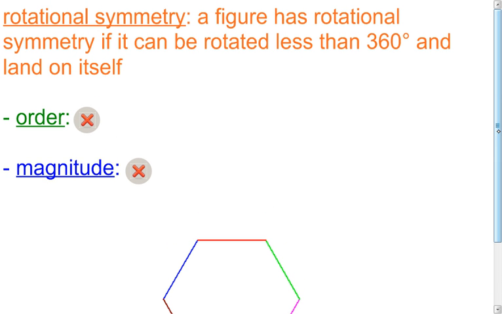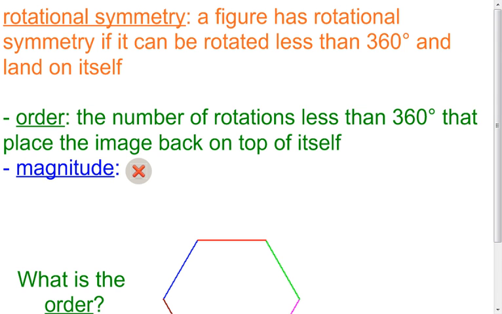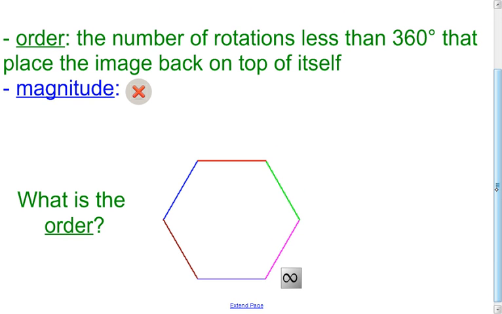Now there's a couple pieces that follow after rotational symmetry, one being the order, and that's going to be the number of rotations less than 360 degrees that place that image back on top of itself. So if I can turn the figure or rotate it and it lands on top of itself, that gives me one order. If I can turn it another angle measure, there's two, and we can continue on until you've found them all. Now, the kind of tricky part about this one is that I just have two of them sitting on top of each other to help us count.